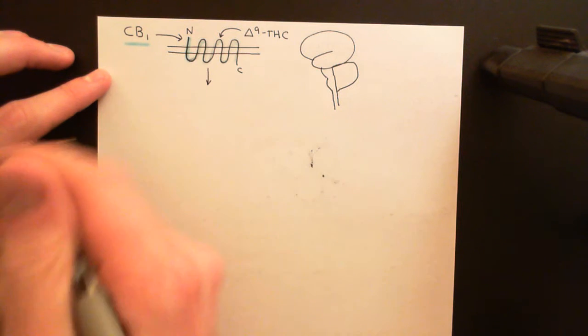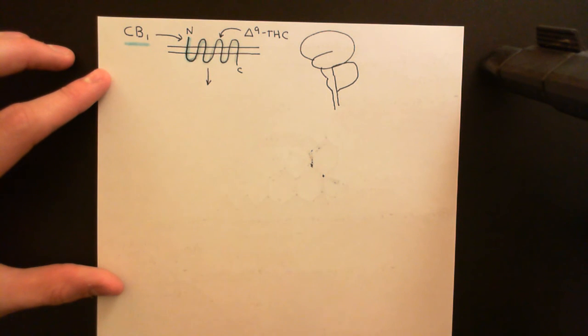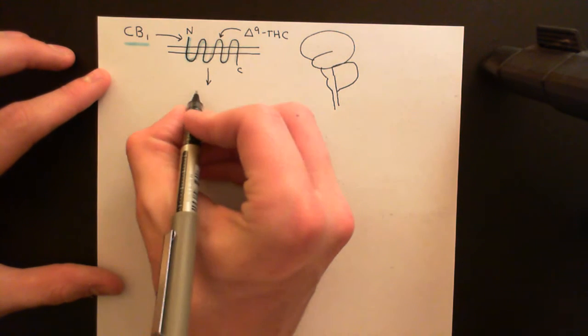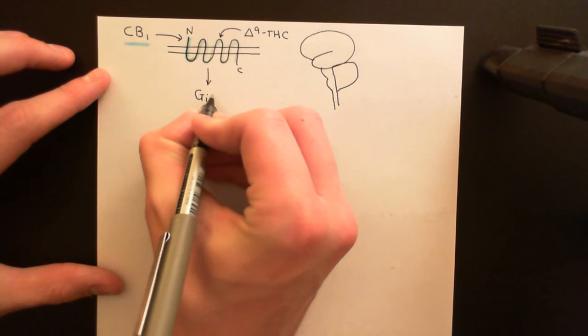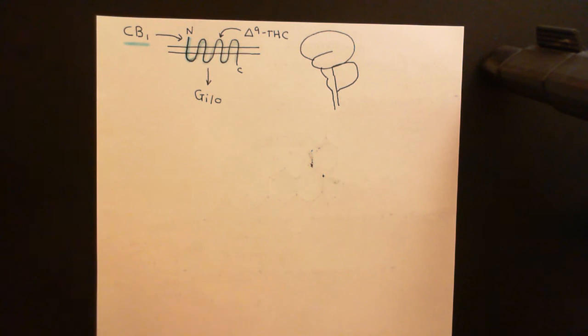Okay, and if you are familiar with the G protein coupled receptor cascades, it actually activates the Gi/o cascade, which then leads to cyclic AMP going down within the cell.